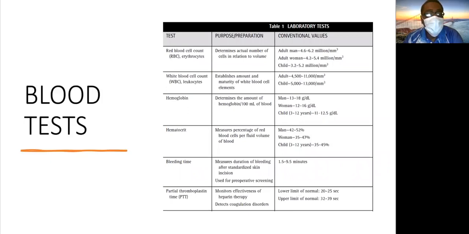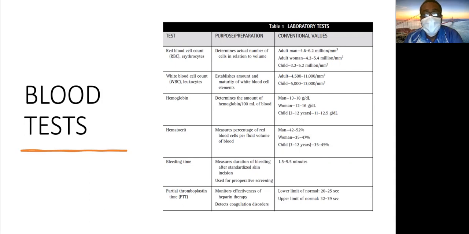So our normal ranges for men should be between 13 and 18 grams per deciliter. For women, it should be between 12 to 16 grams per deciliter. And for children, it should be between 11 to 12.5 grams per deciliter.